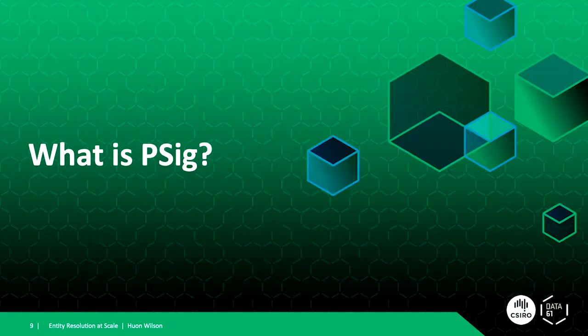So we've seen what entity resolution is and why it might be hard. Now, what is this PSIG algorithm I keep mentioning? It's a way of dividing up our data so that we don't get a quadratic explosion in the number of comparisons that we have to do.